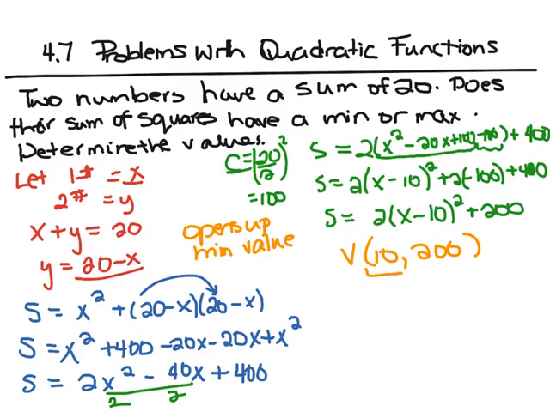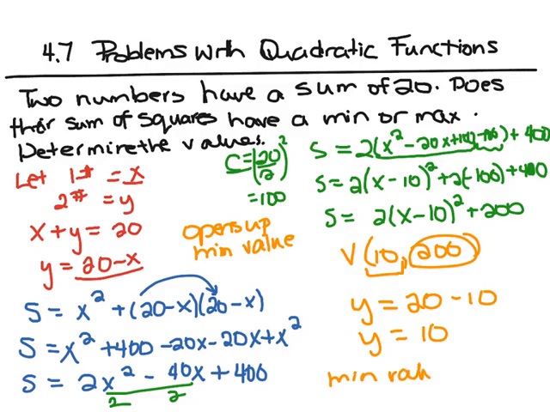So we know our x is 10, so we're going to sub it in to figure out what our y is. So y is equal to 20 minus 10, so y is also equal to 10. And because we found our vertex, we know our min value is 200.